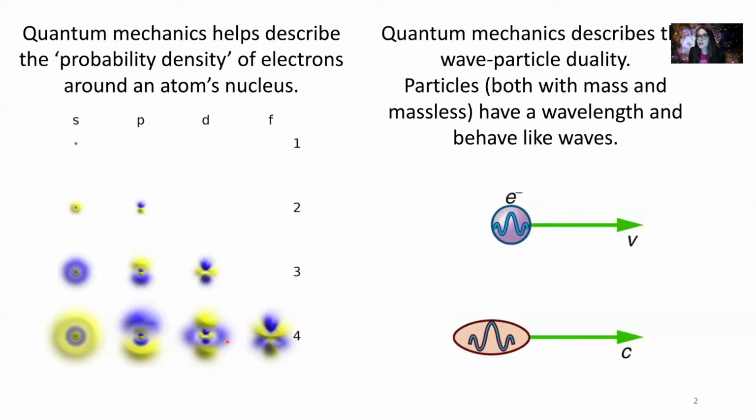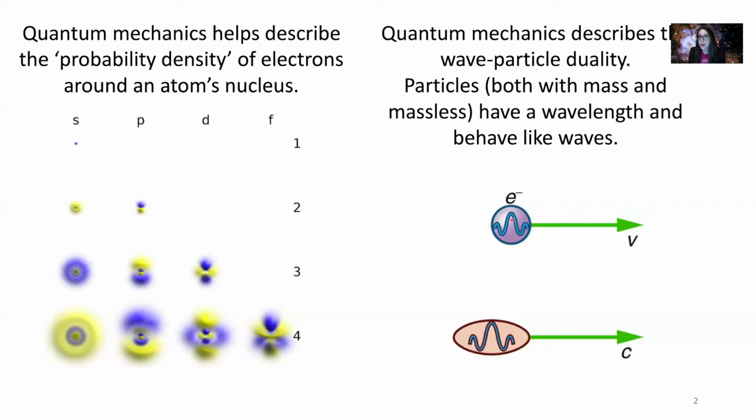Quantum mechanics also describes the wave-particle duality. We kind of hit upon this earlier in the semester. We learned that light is a wave, and I briefly mentioned that light is also a particle. So in quantum mechanics is where we start to think about how particles can behave both like waves and like particles. So particles, both those with mass and those that are massless, have a wavelength and they behave like waves.